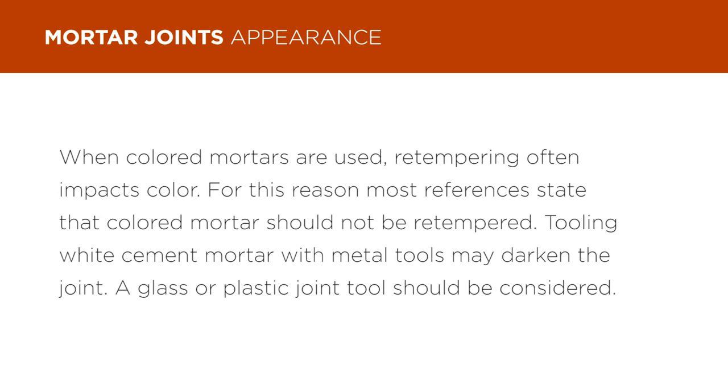Tooling white cement mortar with metal tools may darken the joint. A glass or plastic joint tool should be considered. The effect of tooling on the appearance of a mortar joint is dependent on the type of joiner used and the stiffness of the mortar at the time it is tooled. Tooling a mortar when it is highly plastic or flowable will tend to pull high water content paste to the surface, resulting in a porous, light-colored joint surface.